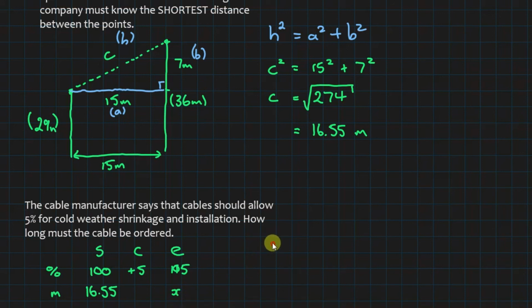So I write my equivalent fractions. The x is my first thing. Its partner distance in meters is 16.55. Write the other equivalent fraction on the other side. Partner to x in that direction is 105. And the start was 100. So to get my x, multiply both sides by 16.55 to give me my new length.